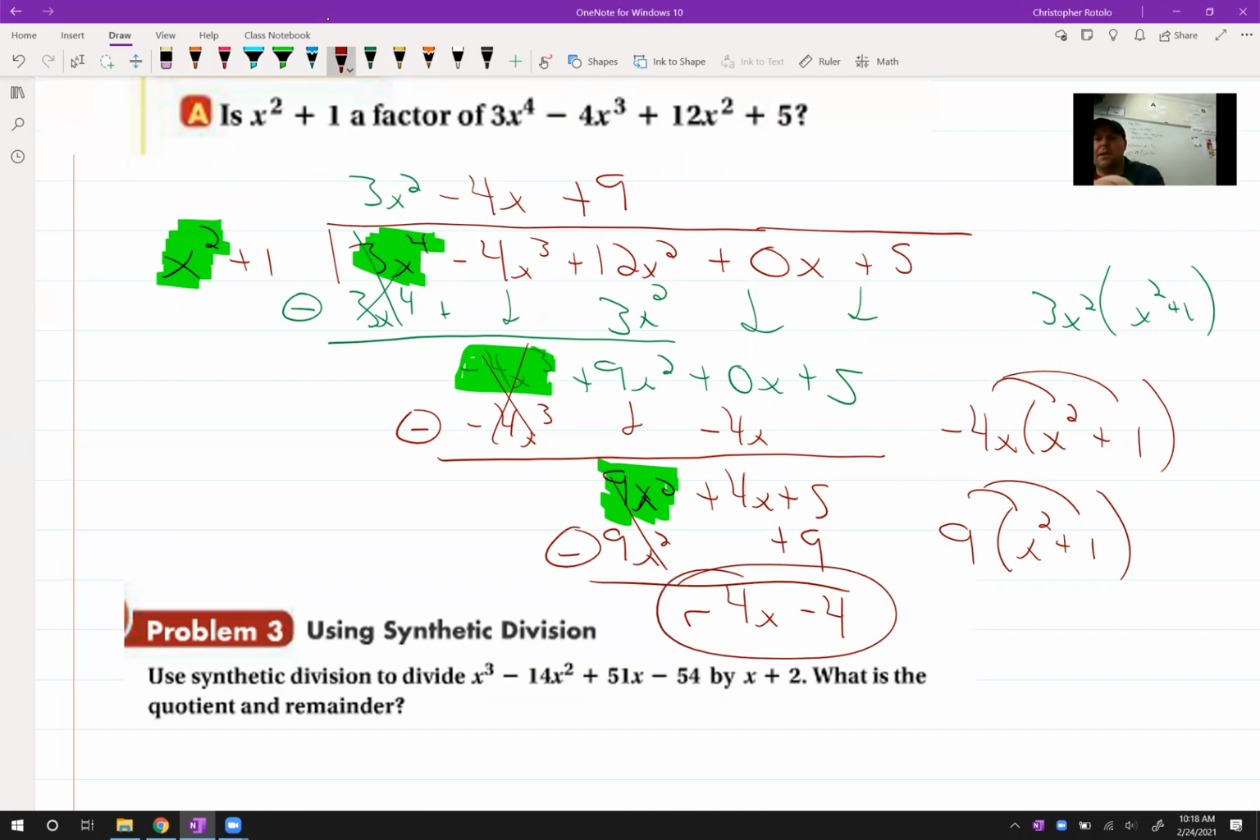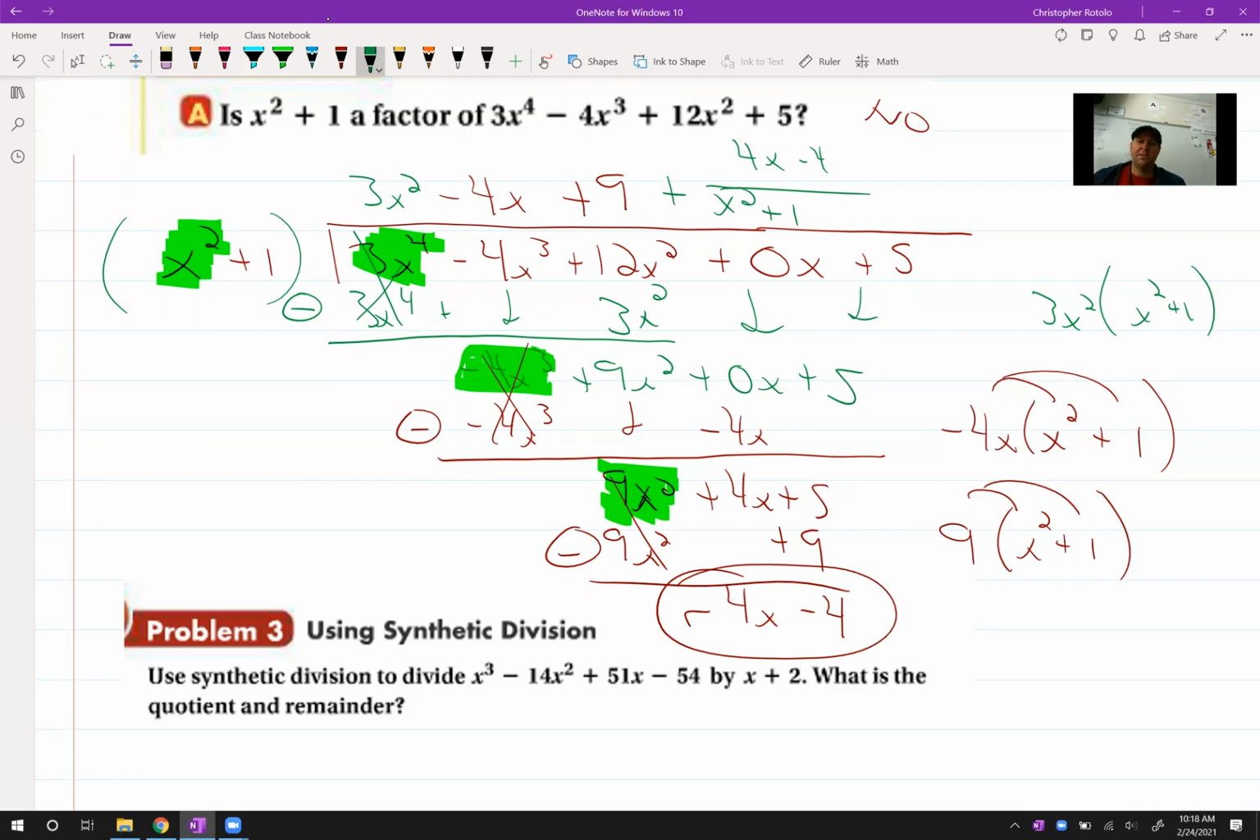Okay, so this one says, is it a factor? Since I have a remainder, my answer is no. How do I write it? Well, that's a good question. So I go plus, put the remainder in the numerator, 4x minus 4. And what were we dividing by? X squared plus 1 goes in the denominator.